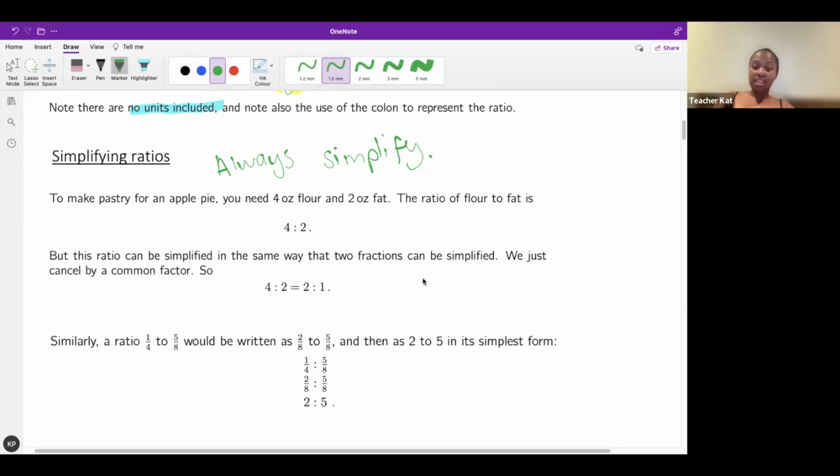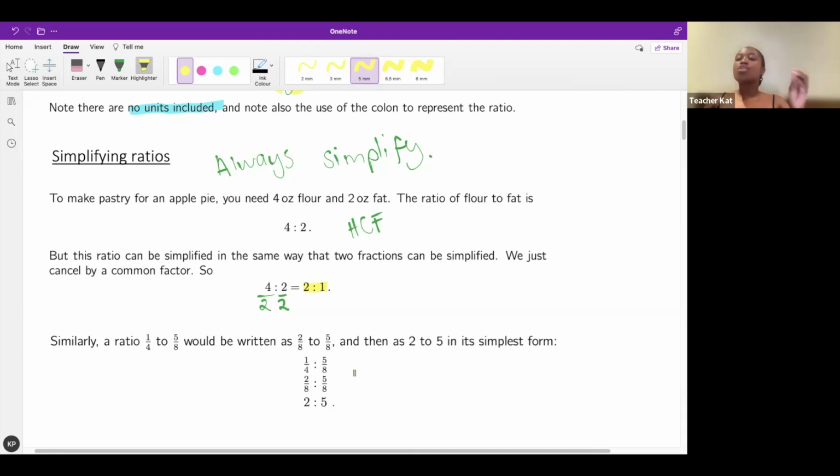The way to simplify that is you're going to look at the highest common factor. The highest common factor between 4 and 2 would be 2. So you're going to divide both of them by 2, which means your ratio is 2 to 1. This is the final ratio over here. That ratio does not mean that you're going to use 2 ounces of flour and 1 ounce of fat. It is just a ratio. It's saying basically for every 2 ounces of flour you use, you are going to use 1 ounce of fat.